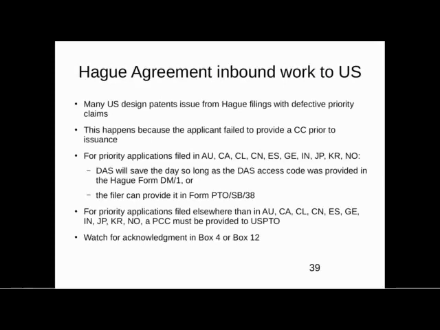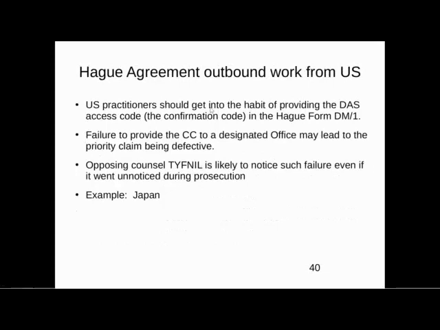Make darn sure that the U.S. examiner checks box 4 or box 12 in that 35 series U.S. case. It is tantamount to malpractice to fail to keep on top of that. Again, if you have a Hague case that designates the U.S., a 35 series case, and if you are U.S. counsel responsible for that case, make darn sure that Form DM1 had the DAS access code in it, or make sure that Form SB38 gets filed to provide it separately.